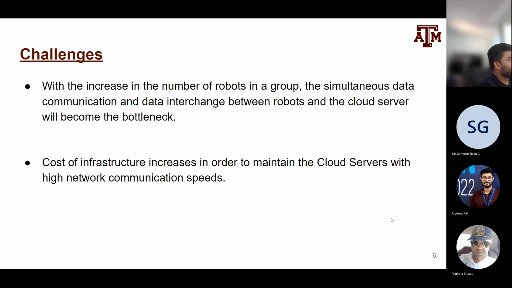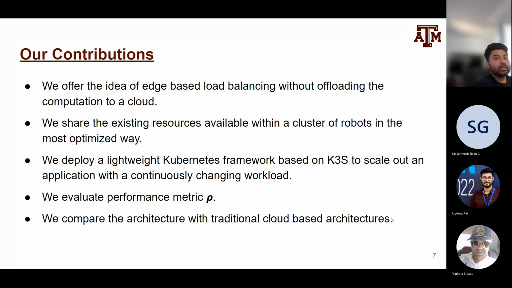If there is not enough network bandwidth, I mean, if you're collecting the data, it may not be able to send to the cloud for faster processing. So there becomes a problem. So what we did, we wanted to use whatever existing computations the robots already have. They can come together, collaborate, and then solve the important high processing tasks.